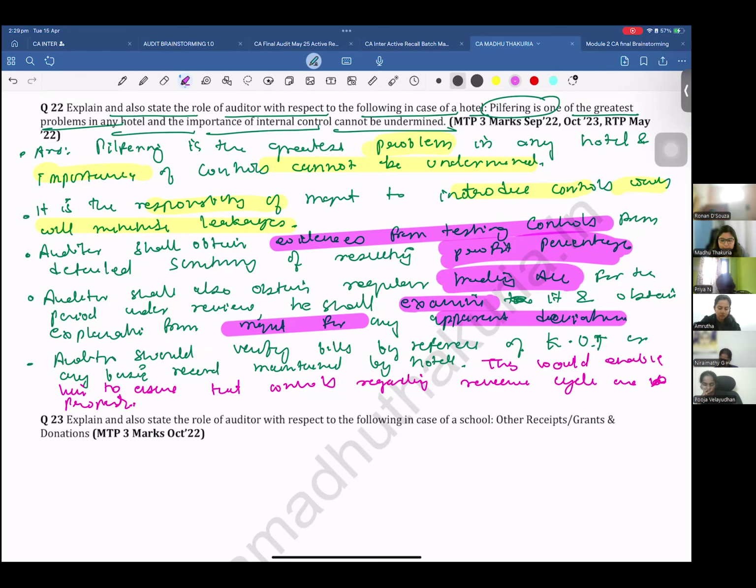Now there is a system called customer order tickets. Not every hotel is going to have it, first of all. So either they will be having the KOT or they will be having the basic record. Verify all the bills raised to the customer.